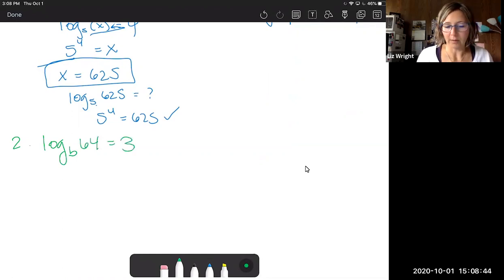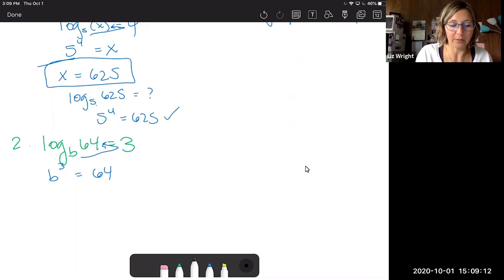Then our second one, let's try log base b of 64 equals 3. Try that one. So let's use our rule of sevens: b to the 3rd equals 64. You are more than welcome to do guess and check on this one. You could say 2 to the 3rd, 3 to the 3rd, 4 to the 3rd, 5 to the 3rd. Which one's going to give you 64? I don't like guess and check. I just like to know how to do it.